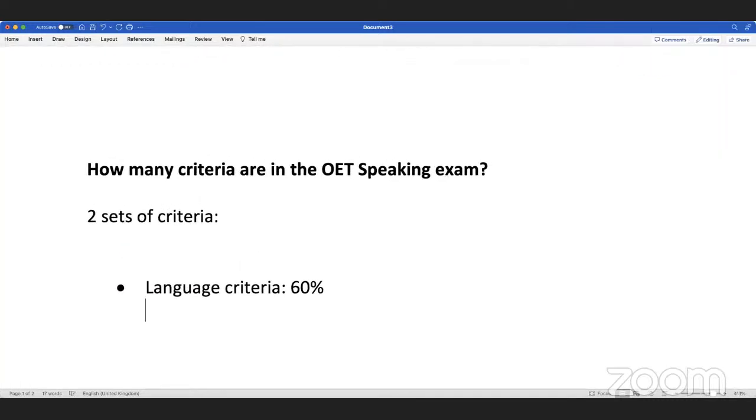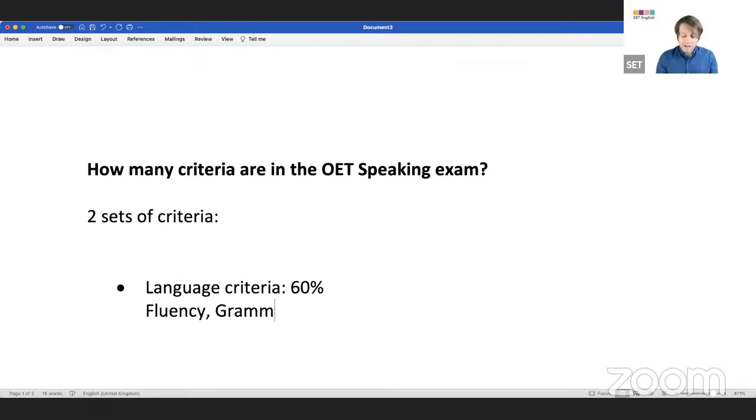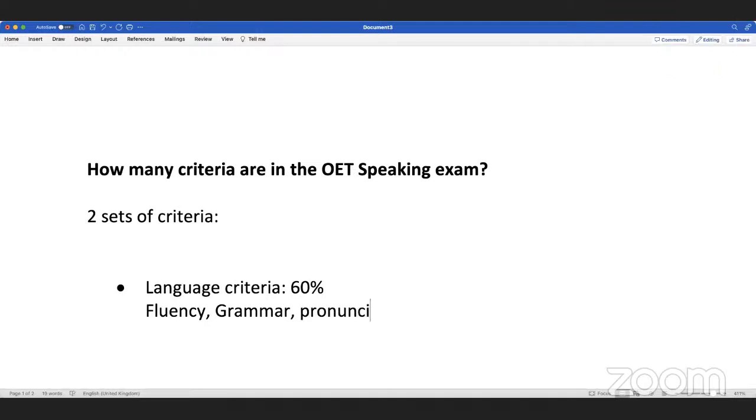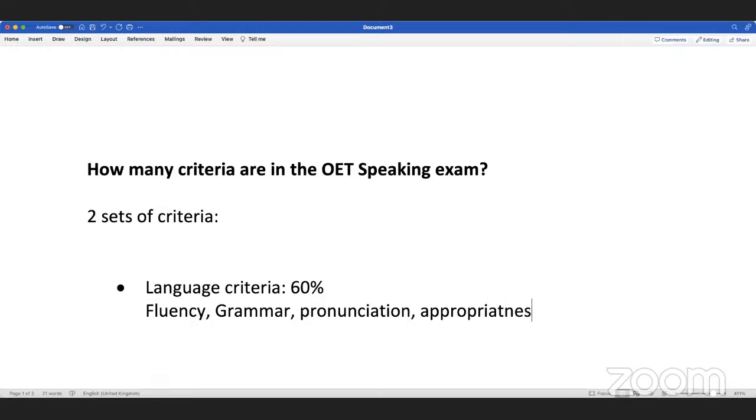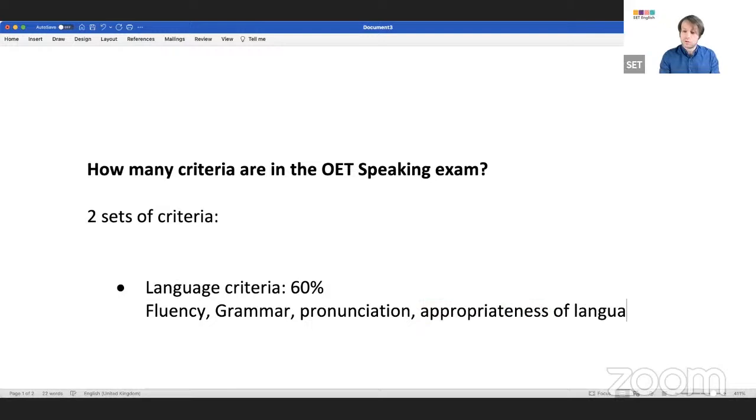Fluency, grammar, fluency. Yeah, like grammar, and I'm just going to say grammar, but it's more complicated than that. So grammar, fluency, what else? Pronunciation. They call it intelligibility in the exam, but it's more or less pronunciation. And there's one more, guys. Appropriateness of expression, yeah, or I'm just going to say language. I'm going to be a bit lazy today, okay?